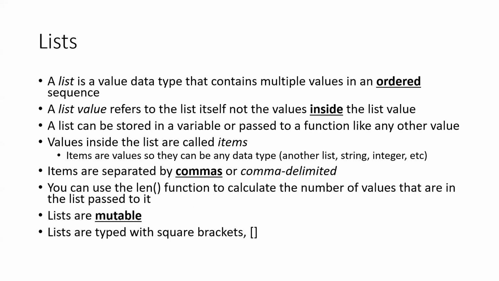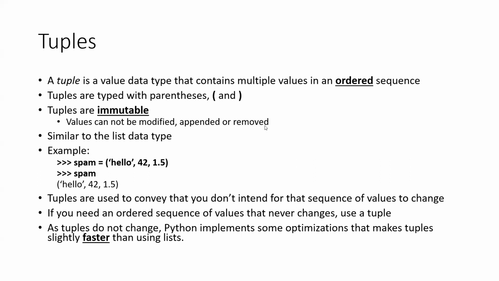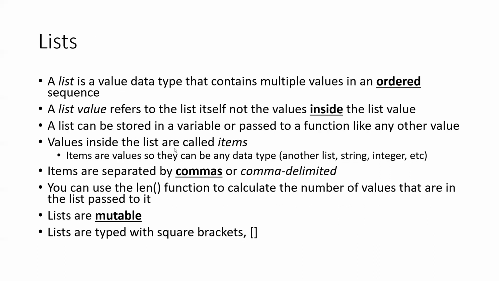All right, lists. A list is going to be a data type that contains multiple values in an ordered sequence. A list value refers to the list value itself, not the values inside of the list value. A list can store any variable or pass a function like any other value, and values inside of a list are called items. Items are values that can be of any data type. In other words, inside of a list, you can have another list, a string, an integer, a dictionary, whatever you want.